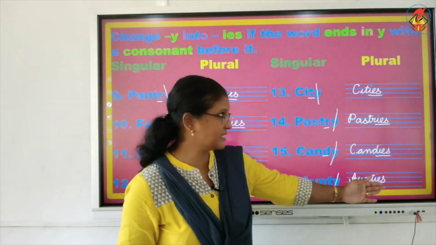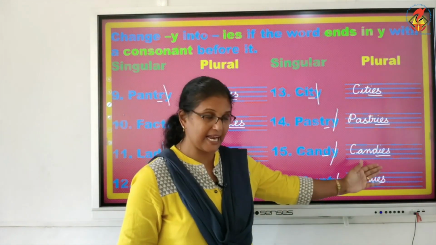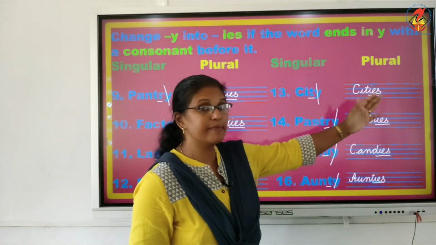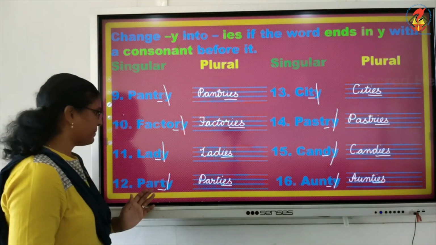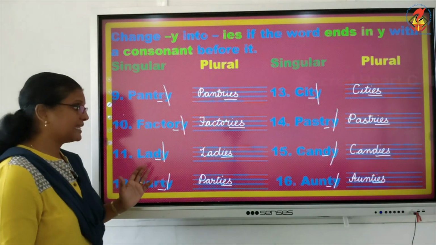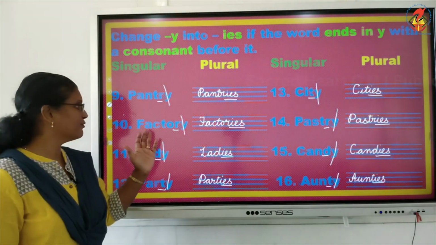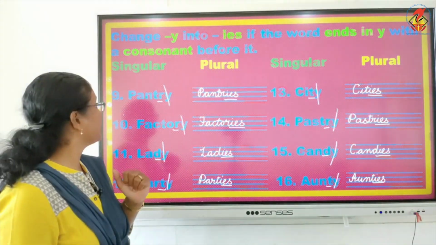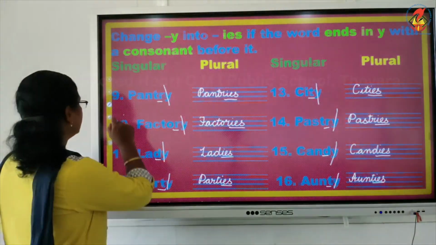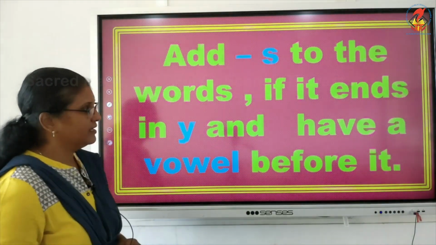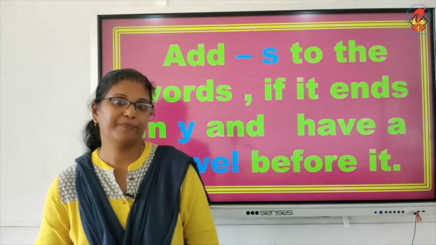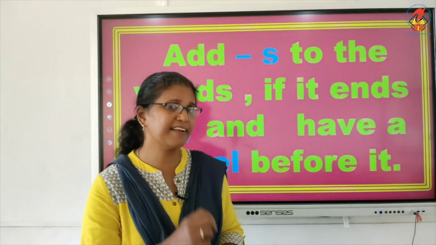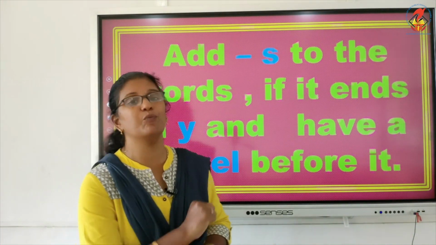Auntie became aunties, candy became candies, pastry became pastries, city became cities, party became parties, lady became ladies, factory became factories, pantry became pantries. So now my little children, but you may be wondering, okay, consonant fine. In English alphabet, we have consonants and vowels.